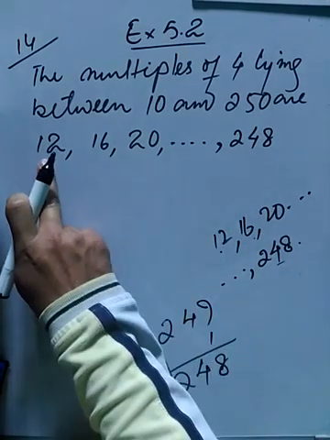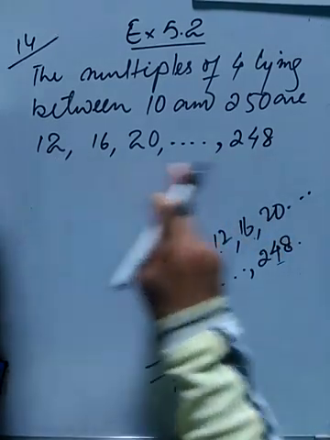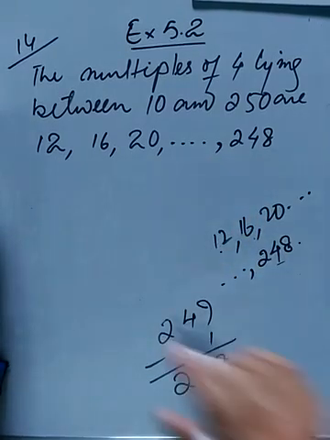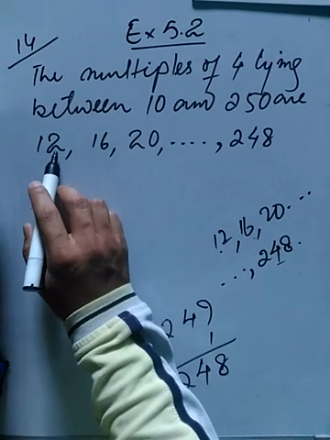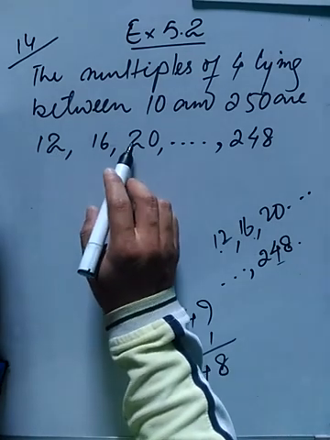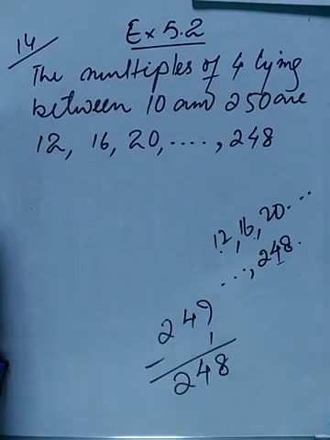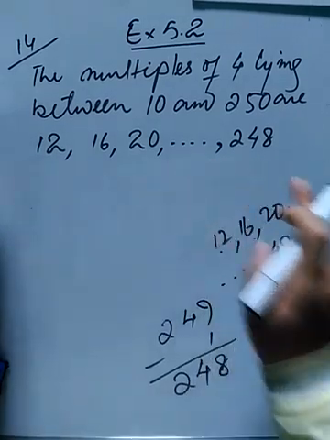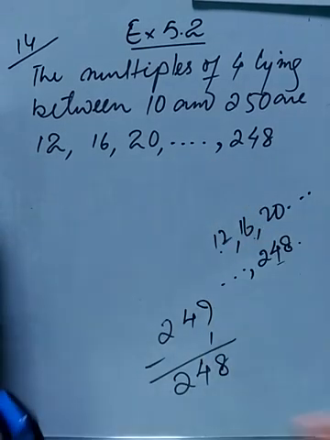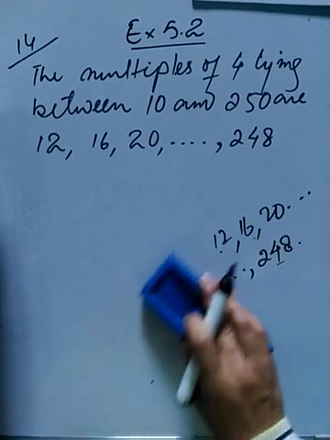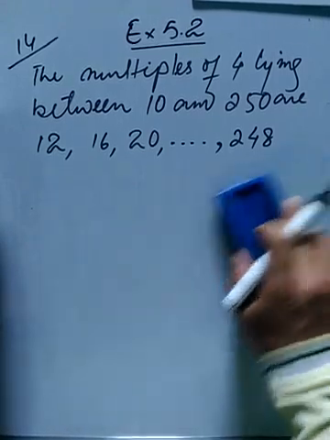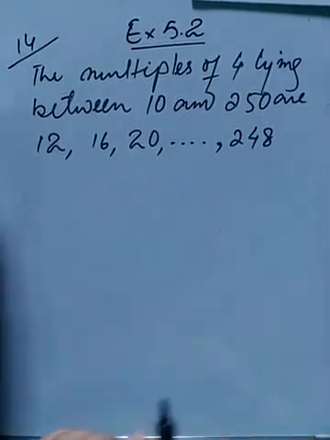So now this list of multiples, this list of numbers, forms an AP. Why? It's all increased by 4. 12 plus 4, 16, 16 plus 4, 20. That means the common difference is the same. That's why this list of numbers forms an AP. But the question is asking how many multiples. That means in this AP, how many terms are there?